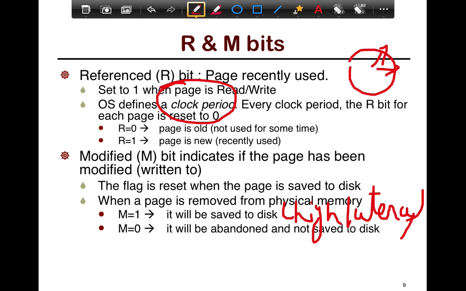On the other hand, if the M bit is 0, it means it's not dirty, and the data can just be dropped on the floor without being saved to the disk. And so this gets higher priority than if the modified bit is set. So if the modified bit is unset, then you can throw the page out and it gets higher priority for replacement.